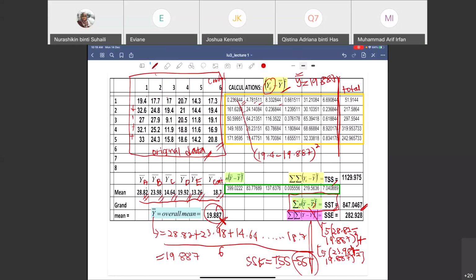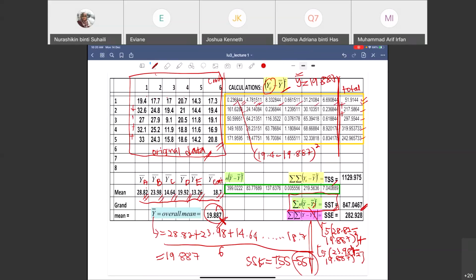Okay. So once you solve for all of this, you have to find the summation for every row like this. So 51.9144 is actually the summation of 0.2368 plus 4.7815 plus 8.33 plus 0.66 plus 31.21 plus 6.69. Okay, this is 51.91, and you solve for every row. Once you solve for every row, then you sum up all of this. That's why it's a bit tedious, I know.